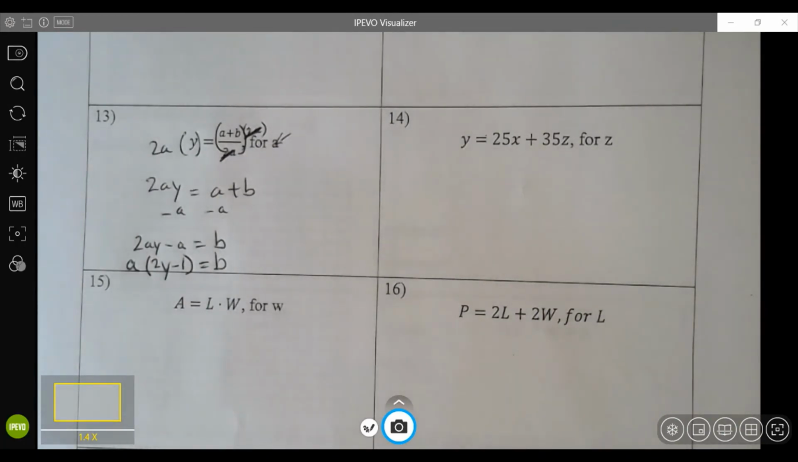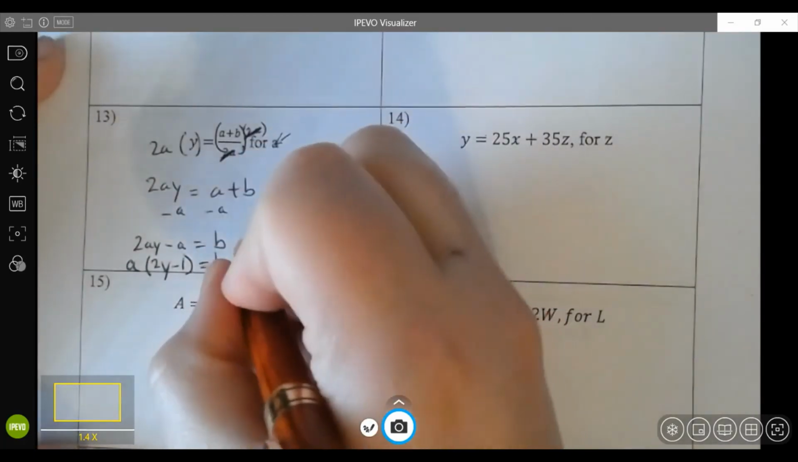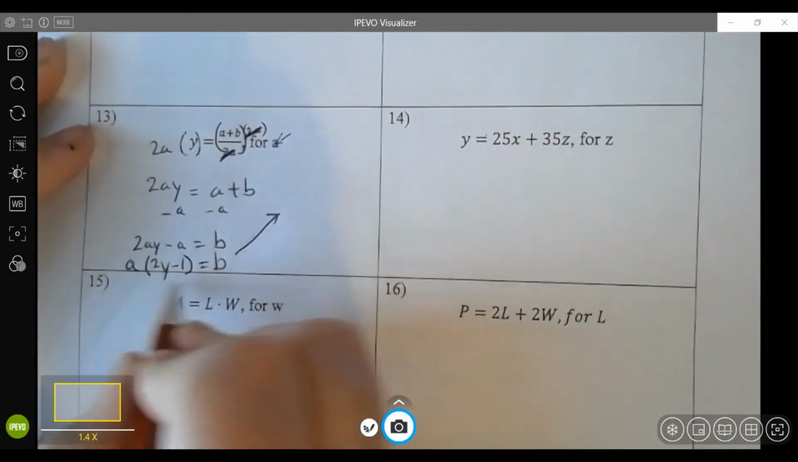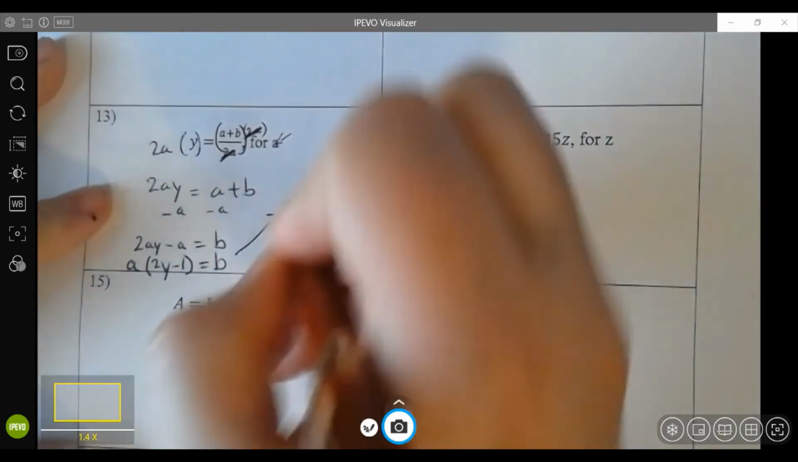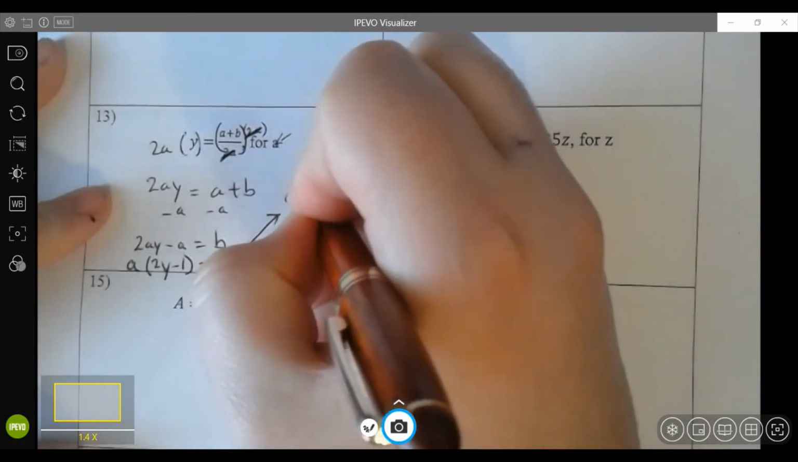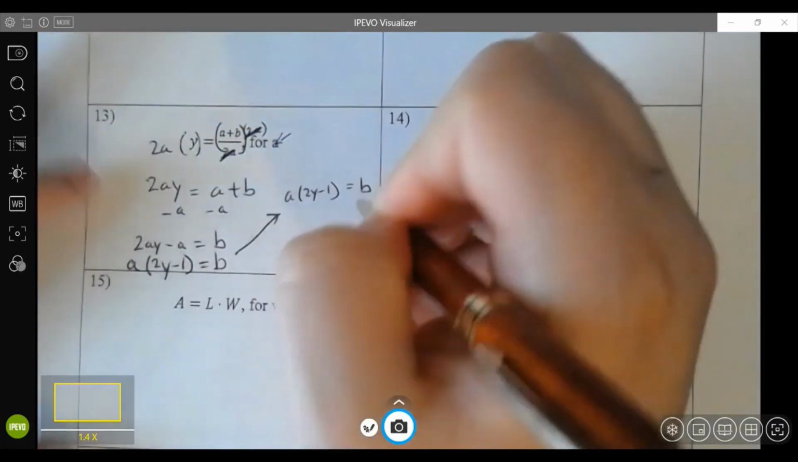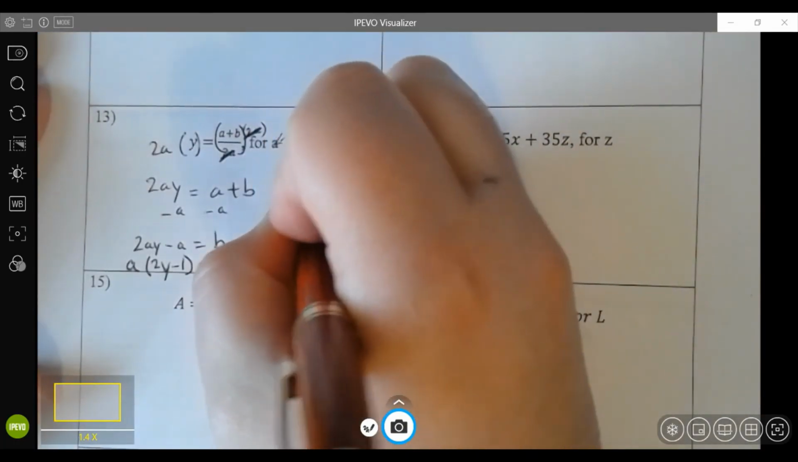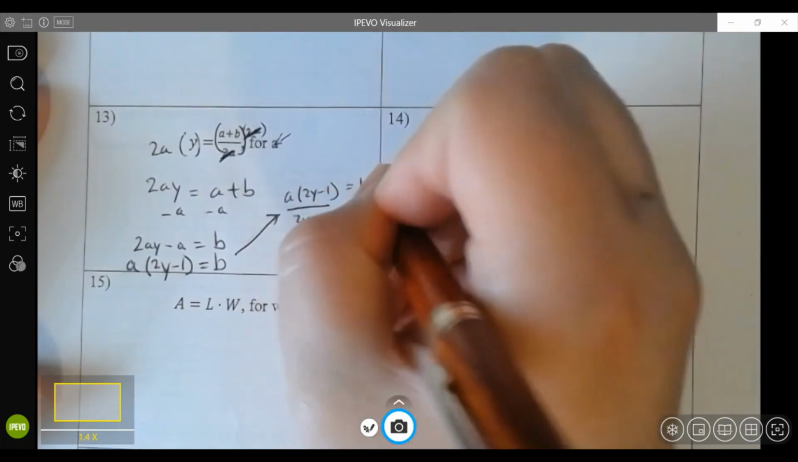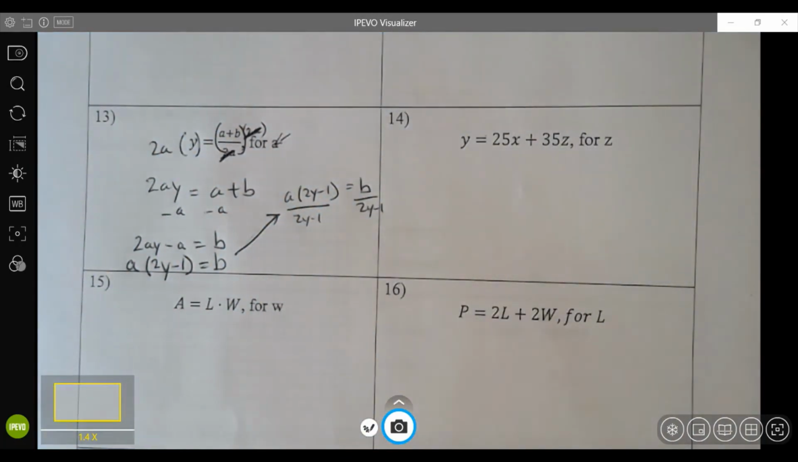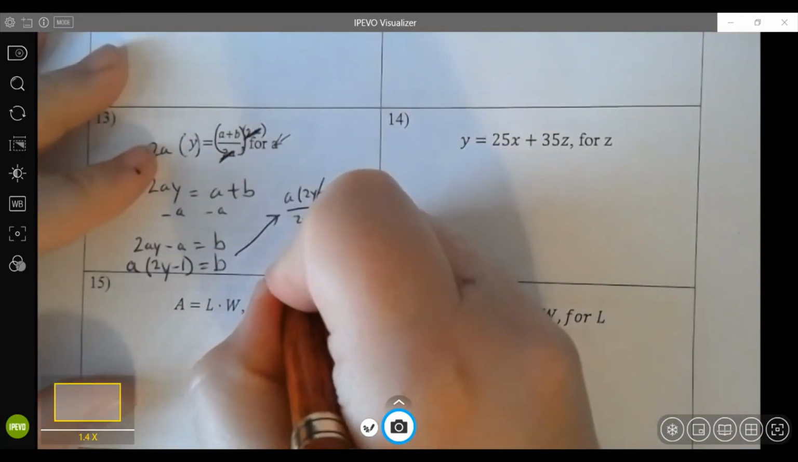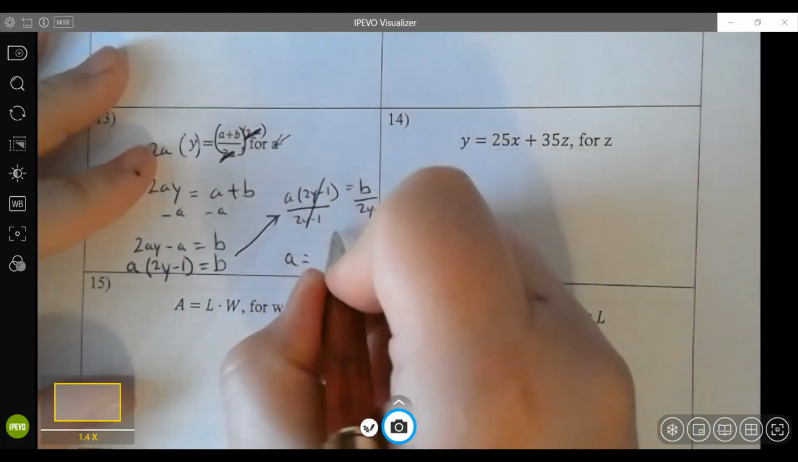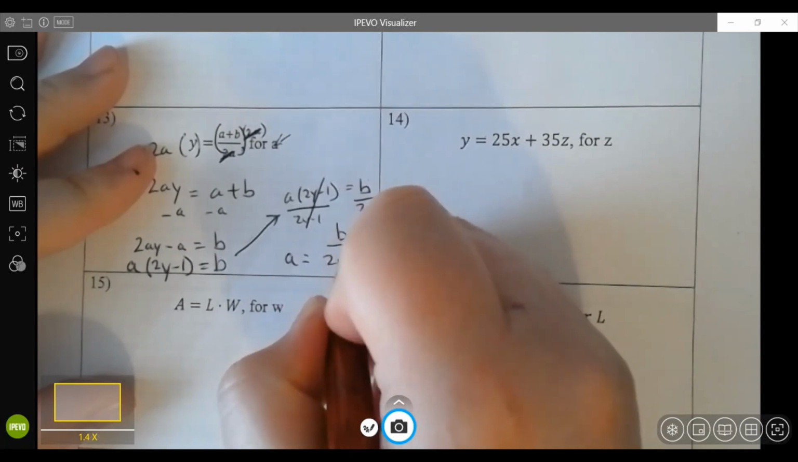We're almost done at this point. If we want to solve for a, we just need to get a by itself. To do that, we need to get rid of this mess. So we're going to divide everything by this 2y minus 1. So a times 2y minus 1 equals b. We're going to get rid of 2y minus 1 by dividing everything through by it. So these cancel out, and I'm left with a on the left side, and on the right, I got b divided by 2y minus 1.